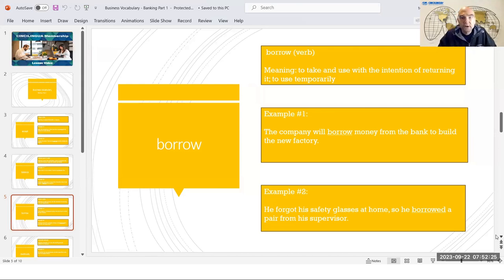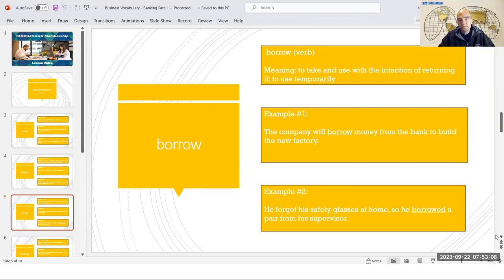We're going to look at our first example sentence here. The company will borrow money from the bank to build the new factory. So the company will receive money from the bank to build the new factory. It will borrow that money with the intention later to return that money. And of course, they will pay interest on that money. That's the idea.